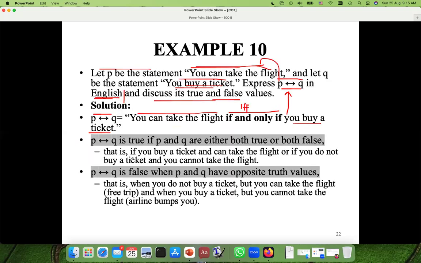Now, discuss the second part, discuss its true and false values.